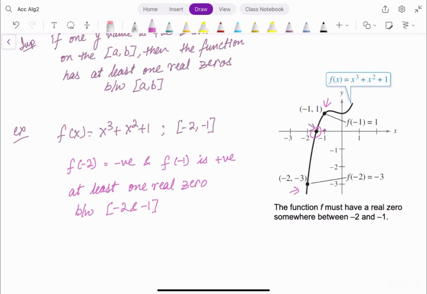Right. So this is the teeny tiny analysis of IVT. We will talk about IVT in more detail when we do the calculus part from this perspective.